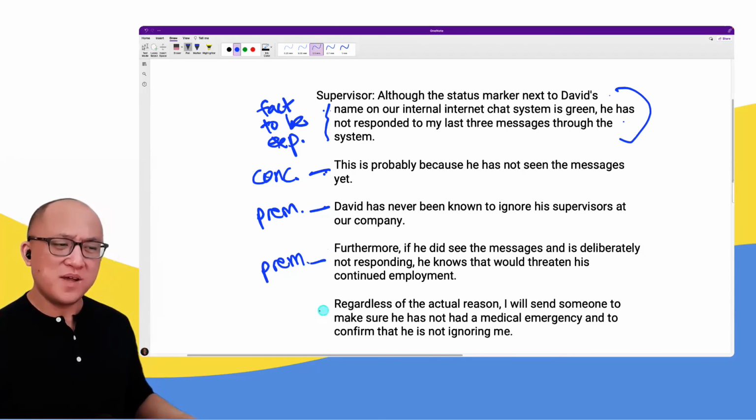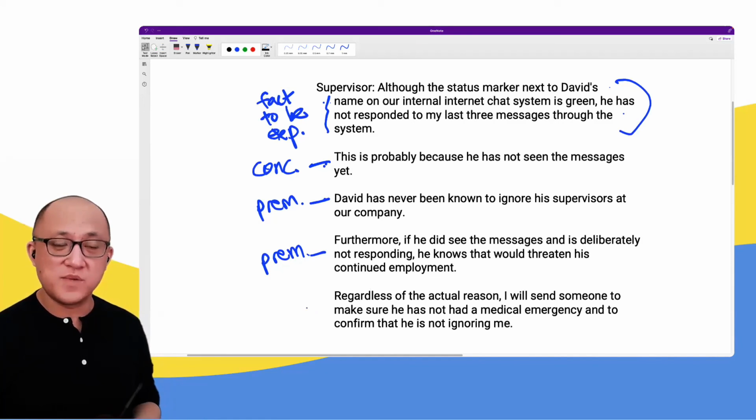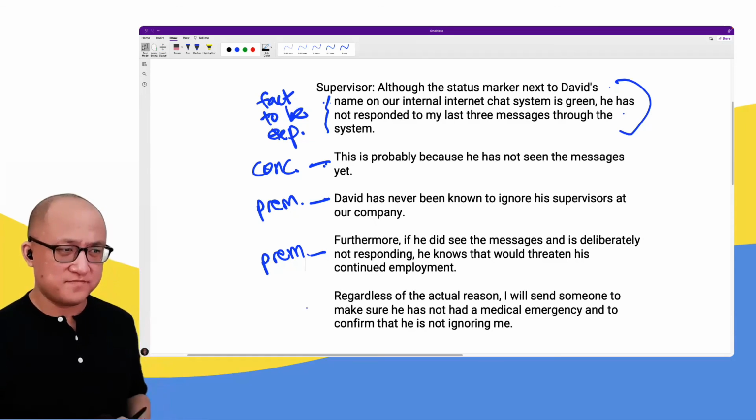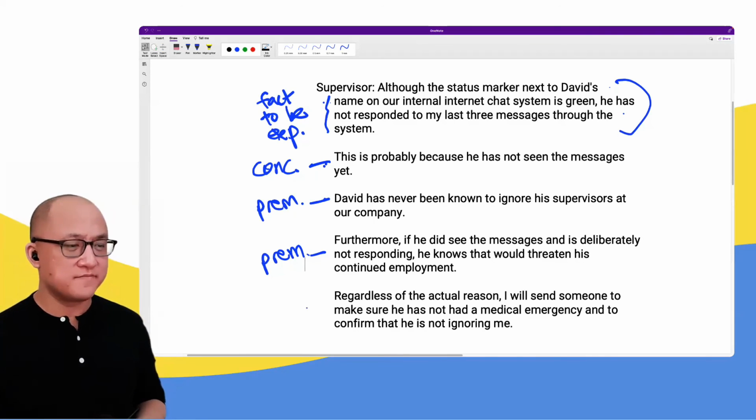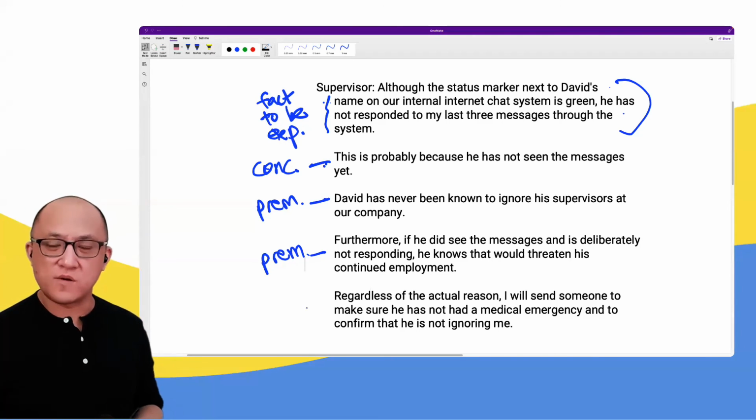Okay. What about this last line? It's a little bit weird. Regardless of the actual reason, I will send someone to make sure he has not had a medical emergency and to confirm that he's not ignoring me. What's the role of this? It's a little bit strange. It is background. It doesn't play any logical role in this argument.